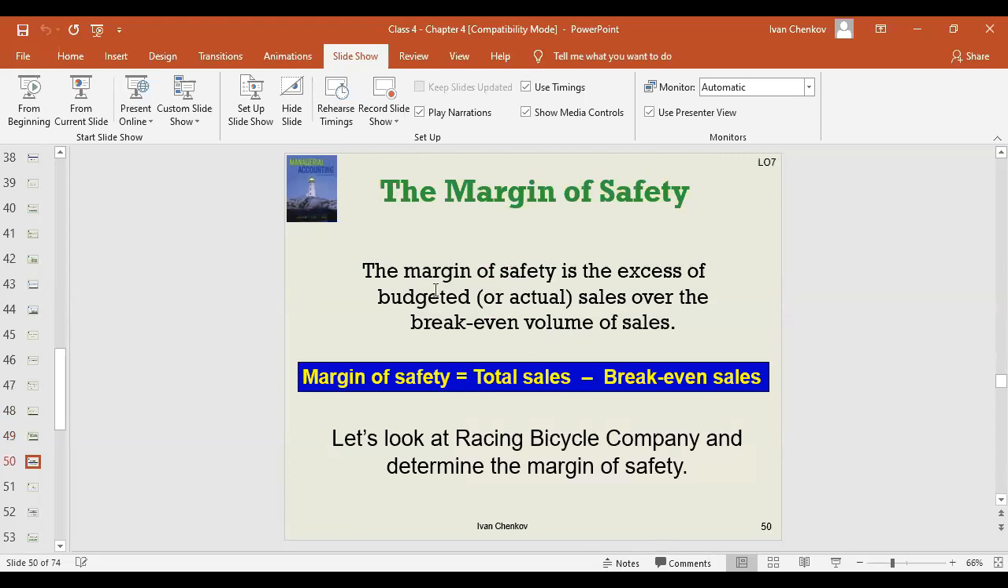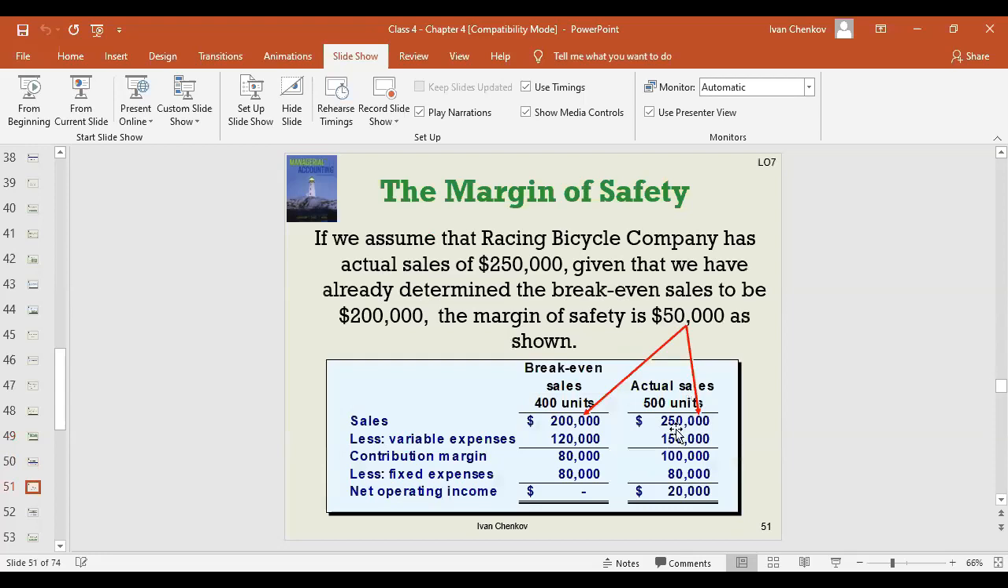Margin of safety. What was margin of safety? Margin of safety is the excess of budgeted or actual sales over the break-even point. So the total sales minus the sales at break-even. That's your margin of safety. If your actual sales are 250,000 and the sales at break-even are only 200,000, 50,000 is your margin of safety in sales. In number of bikes, it is 100 bikes; you're selling 100 bikes more.